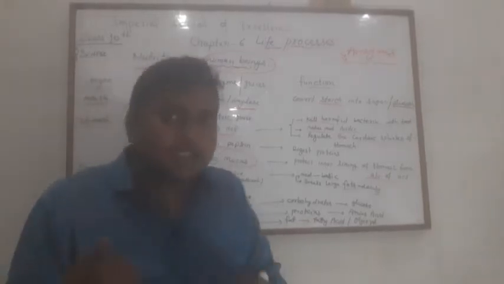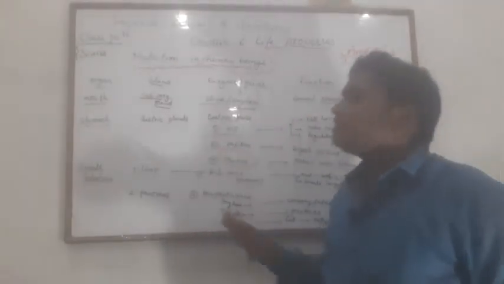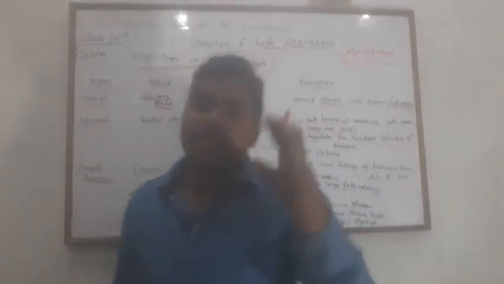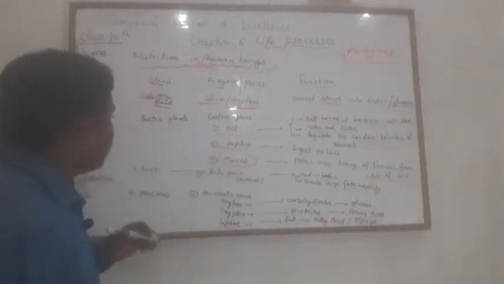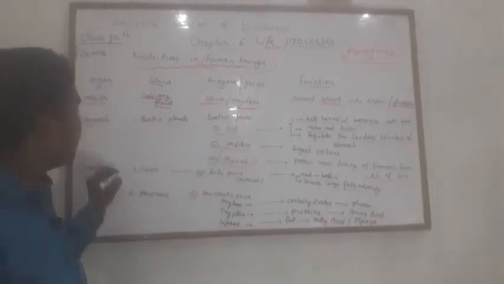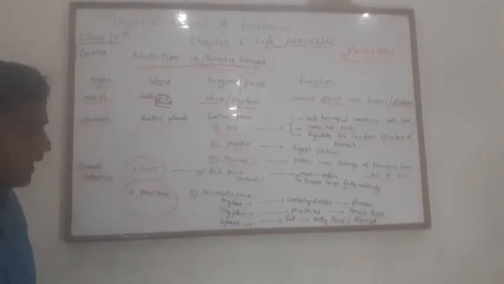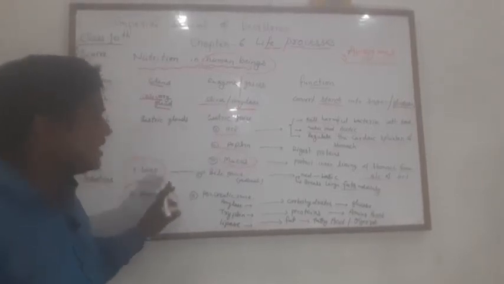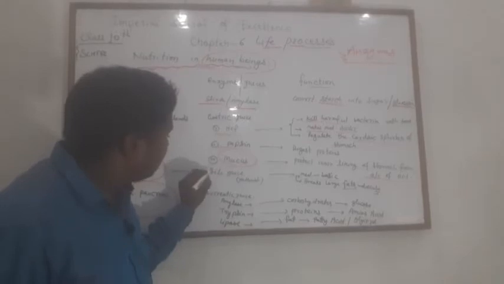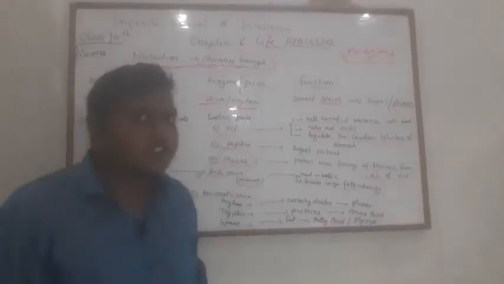And now what happened in the small intestine? Let's see. In the small intestine the main digestion of food happens. See, in this small intestine there are two glands. One is the salivary gland and another one is the pancreas. And these two glands produce... one is the liver. So the liver produces bile juice, which is slightly yellowish in color.